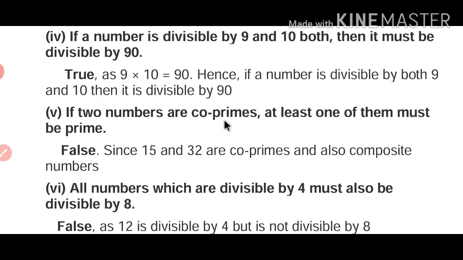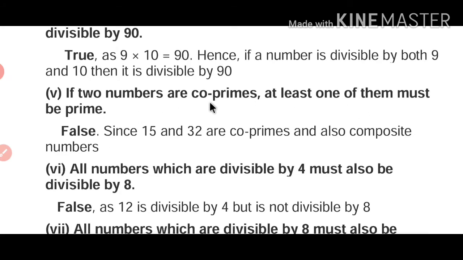Fifth one, if two numbers are co-prime, at least one of them must be prime. Co-prime means the numbers having common factor as only 1. So we have to see that if any two numbers are co-prime, then out of that co-prime pair, at least one of them must be a prime number. So it will be false. You can see how, since 15 and 32.